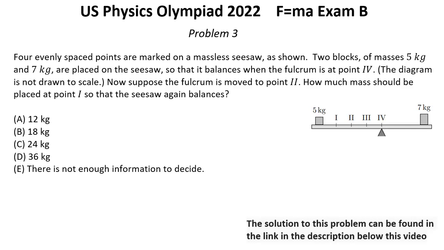After the fulcrum is moved, balancing torques about point 2 implies that the new mass should have a weight double this 120, which is 240, because the distance from point 2 to point 4 is twice greater than the distance between point 2 and point 1. So it means that the mass must be placed twice greater, which is 24 kilograms. That's answer C, and that was the solution for problem number 3.